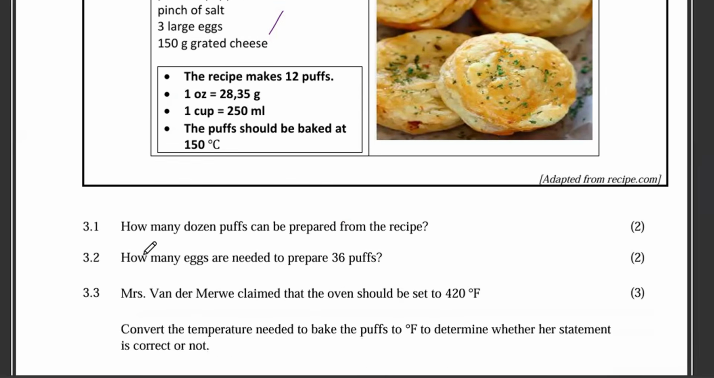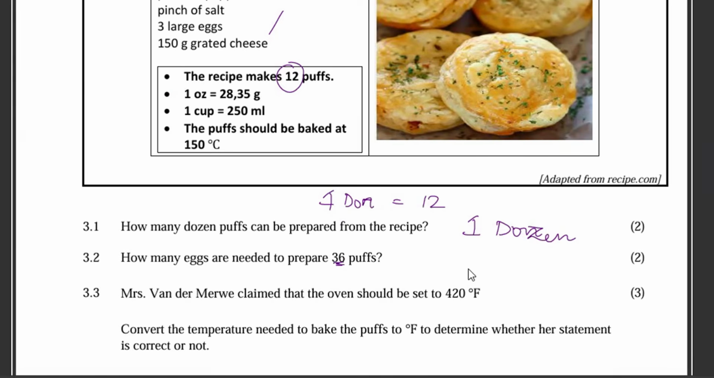They're asking us, how many dozen puffs can be prepared from this recipe? Remember, a dozen equals 12 items. 1 dozen gives you 12 items. So how many items are these? They are 12. So here the answer is supposed to be 1 dozen. All right.